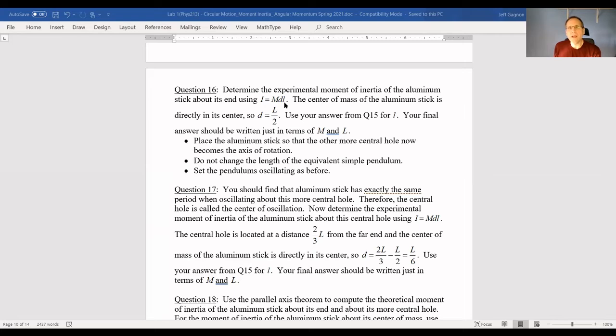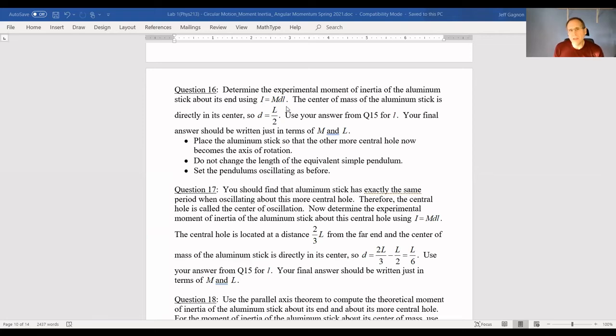We know that it's a uniform aluminum stick, so the center of mass is right in the center. So the d here is going to be the length of that aluminum stick, capital L over 2. And you don't even have to put in any values here. We're going to leave everything in terms of capital M and capital L, algebraically. You don't have to put in 100 centimeters or 1 meter or anything like that.